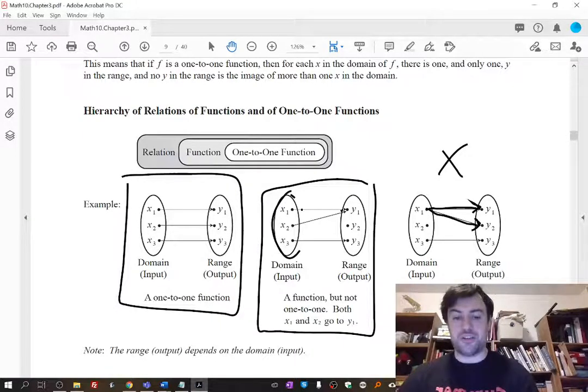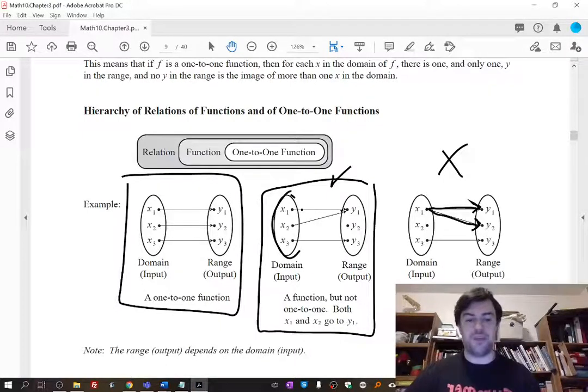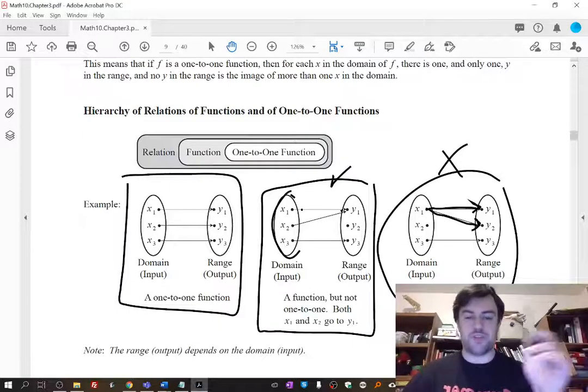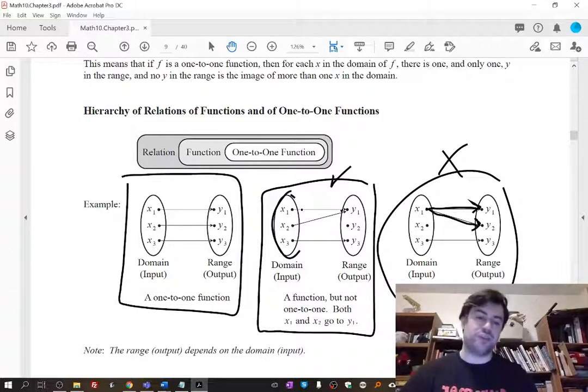There's the general function, where it's okay for x's to point to the same y. And then there is the one-to-one function where an x has to point to just a unique y value each time. And then over here, this is, again, just repeating myself at this point, but this is a relation, but not a function because an x value maps to more than one y value.